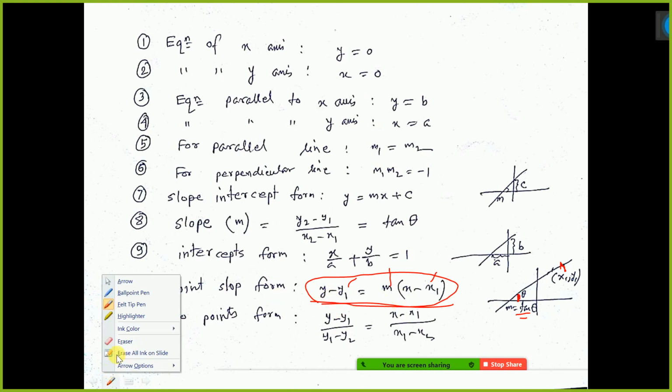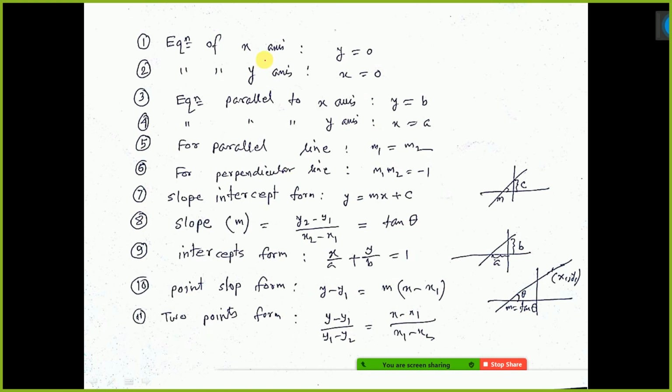Now the last one is the 2 points form. The equation is like this. Here one point is given here, another point here. This is x1, y1 and this is x2, y2. That means these values will be given. Let's say this is 2, 3 and this is minus 1, minus 2. So x1, y1 and x2, y2 are given. So in this formula, you put the values of y1, y2, x1, x2, then you will get this 2 points form.